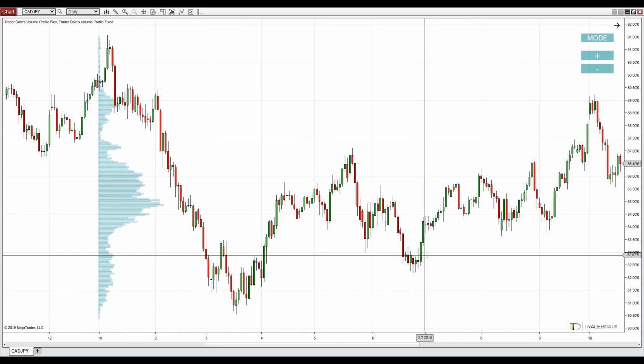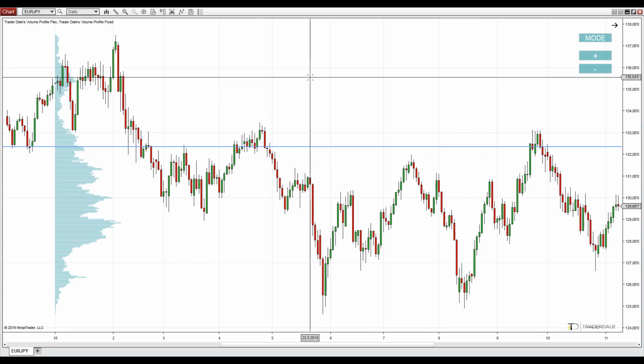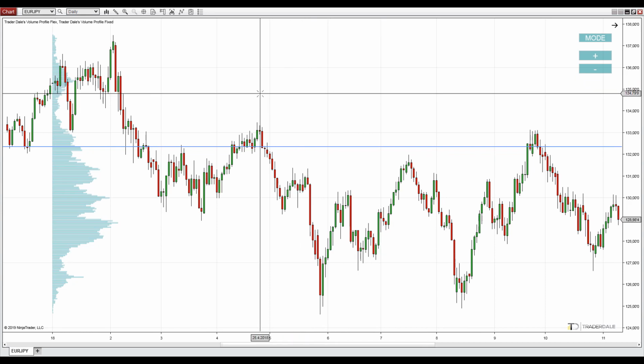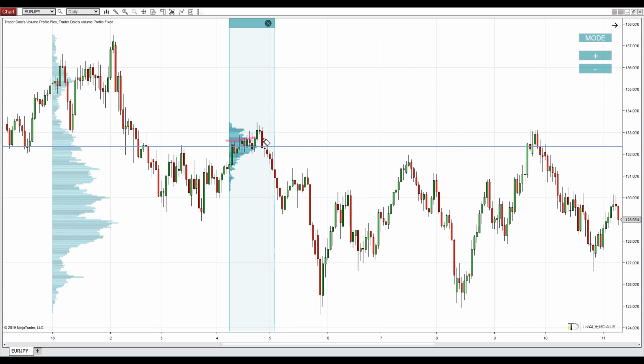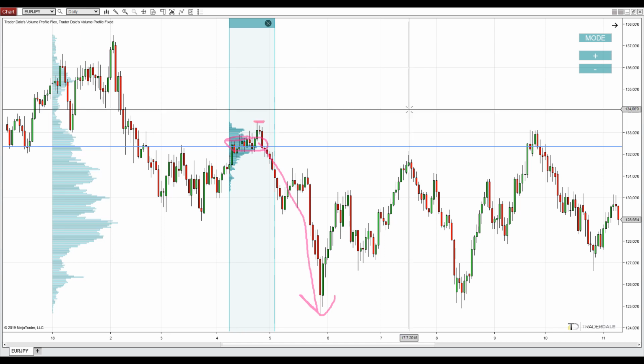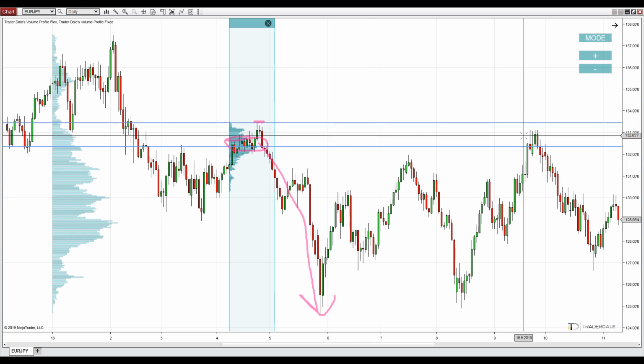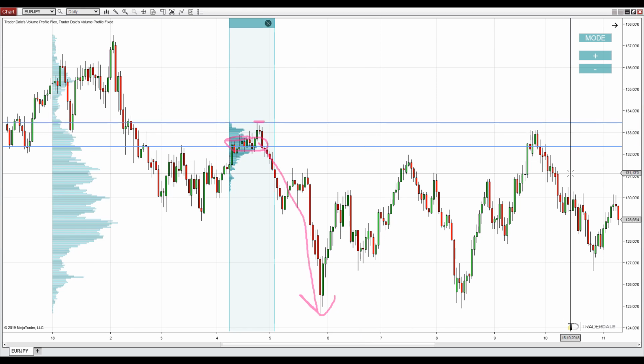This one is on the euro Japanese yen, and this one was based on volume accumulation setup. It was based on heavy volumes which got accumulated within this rotation, after which this strong sell-off started. The stop loss for this trade was above this swing high, above this swing point right there, and the take profit was somewhere in here.